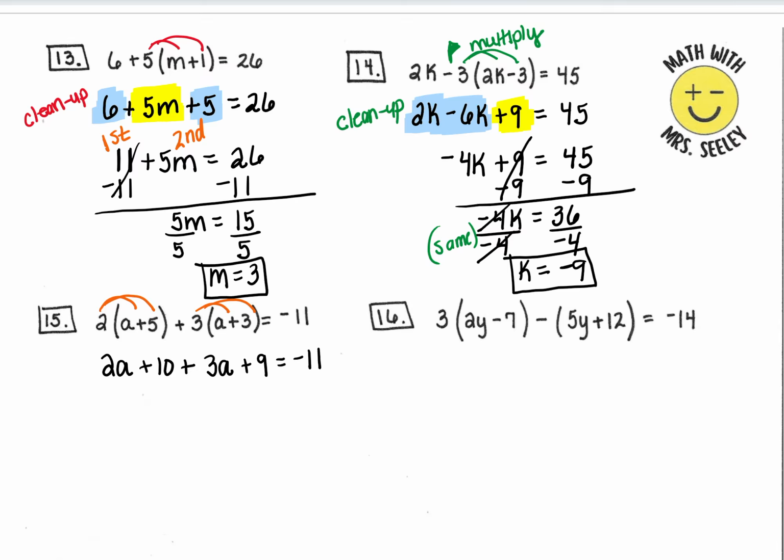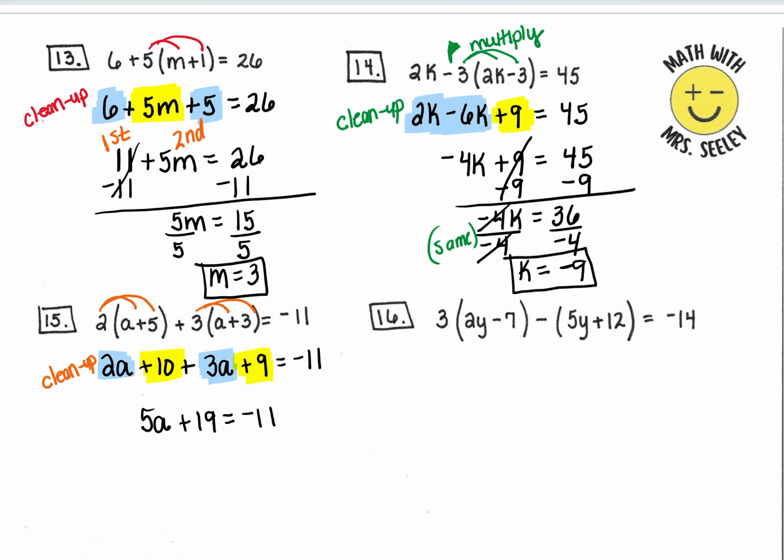All right, after we do that, we know that we are supposed to clean things up. So clean up your like terms. So I have some A terms that are friends with each other. I have some just numbers that are friends with each other. So on my A terms, if I have 2 of them plus 3 of them, I have 5 of them. 10 plus 9 is 19, and bring down your negative 11.